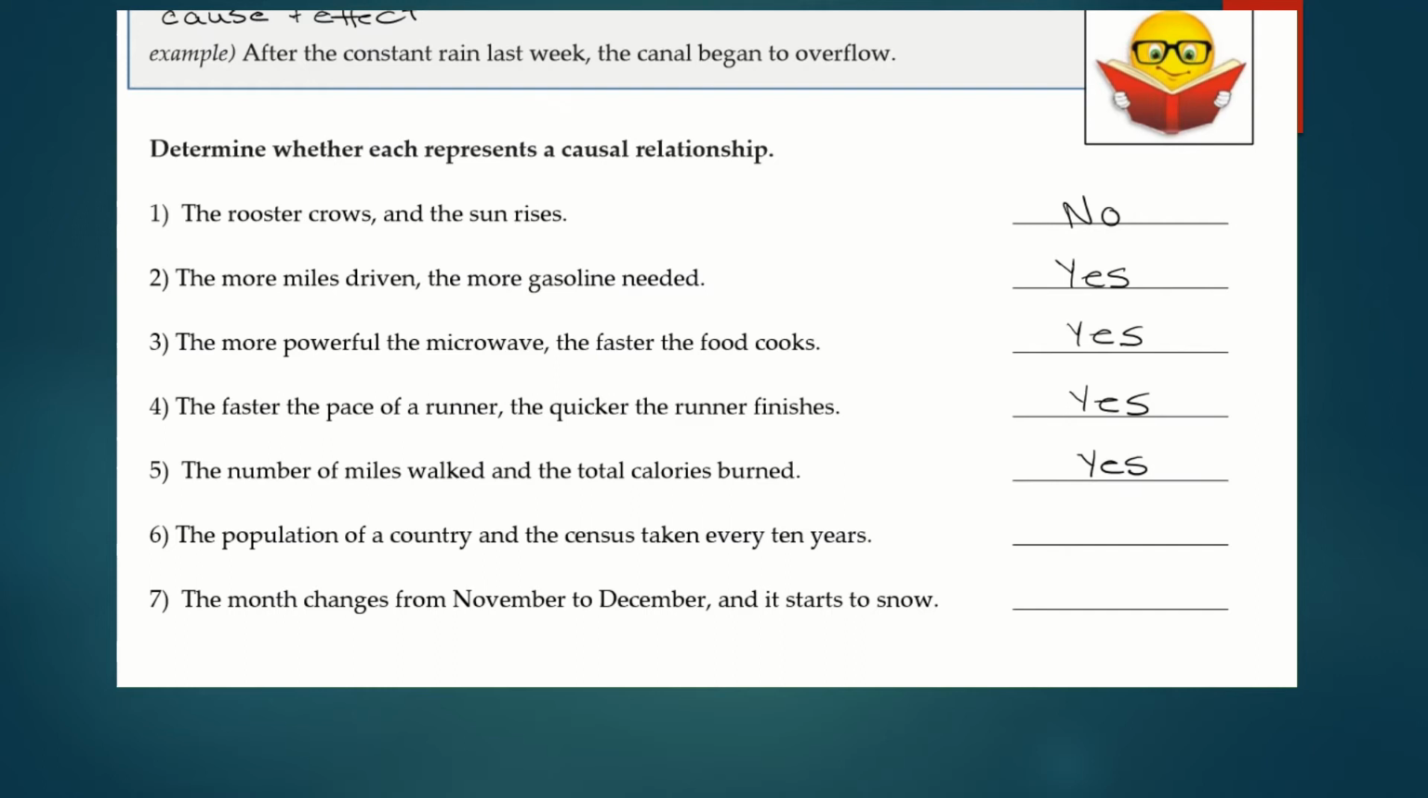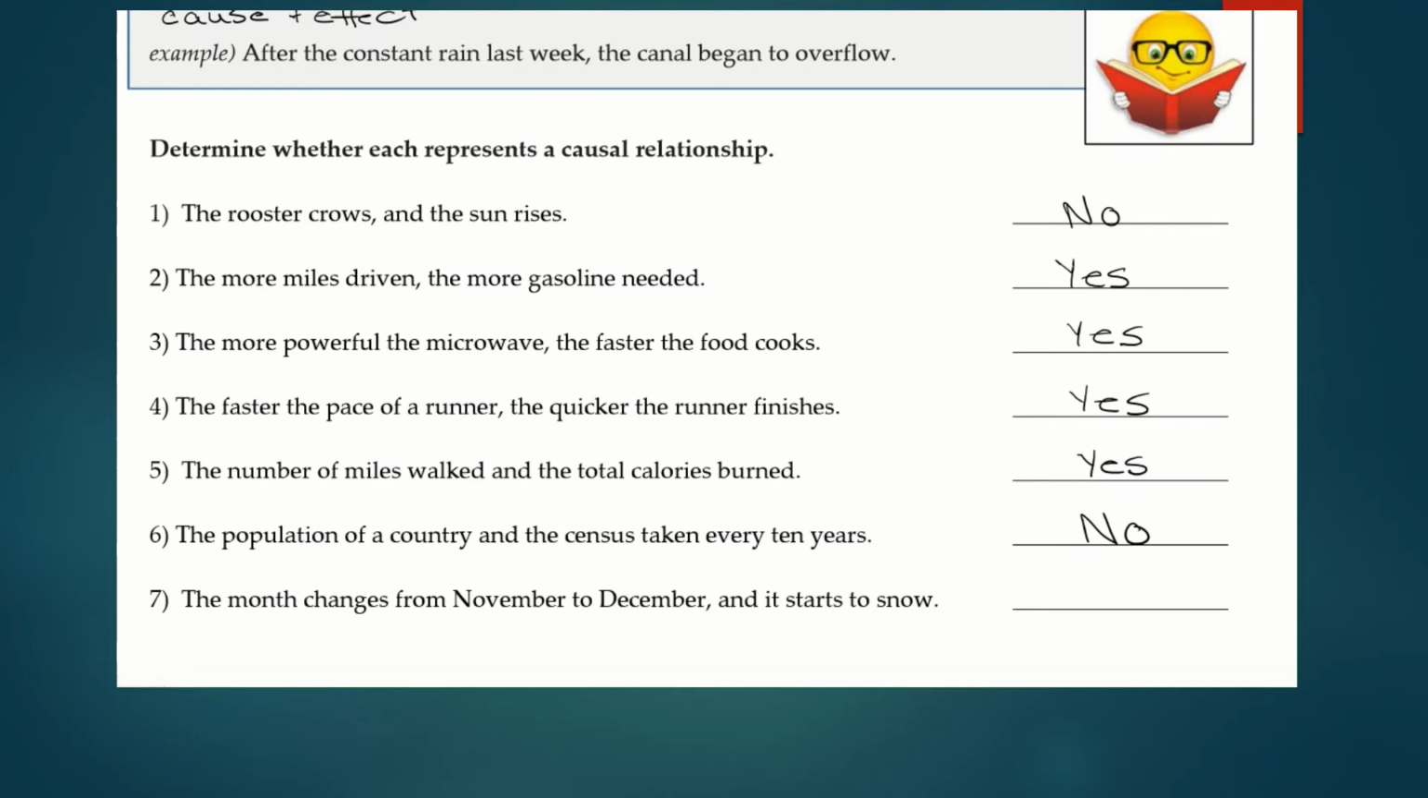Number 6, the population of a country and the census taken every 10 years. Okay, so let's think about this as a cause and effect relationship. Does the population of a country cause a census to be taken every 10 years? Well, I would say it's kind of the opposite, right? You conduct the census in order to get an idea of the population of a country. So in this case, the way it's written, this is not a cause and effect relationship.